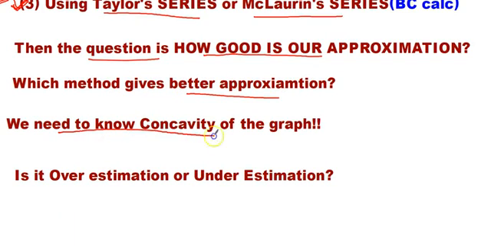We need to know the concavity of the graph. So for example, let's start with the tangent line. This is my equation of tangent line, and I find the equation of tangent line at c. Now, if I'm using this equation to approximate the values, is my approximation going to be an underestimation or overestimation? And for that, we need to know concavity. So let's take a look at this lesson in more detail.